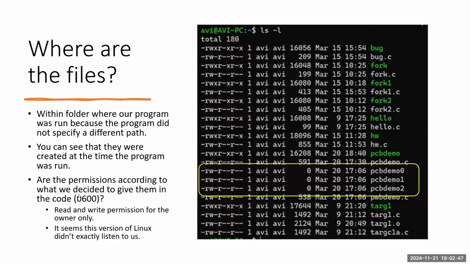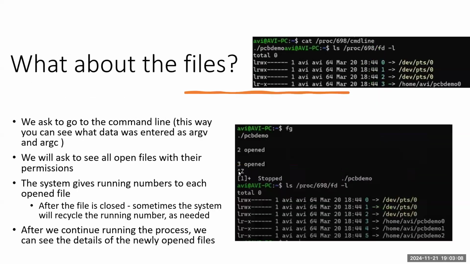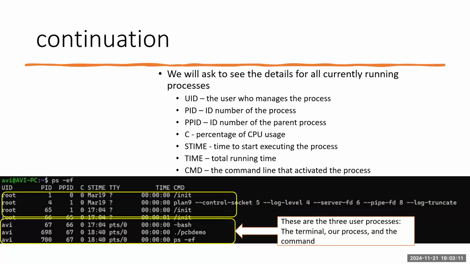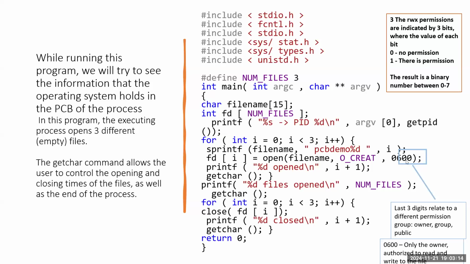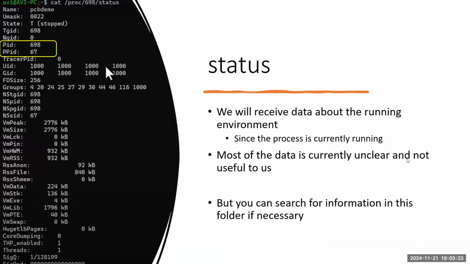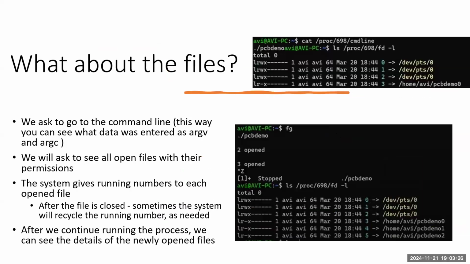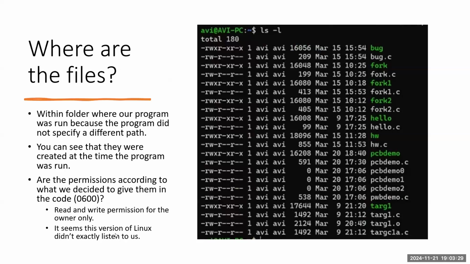And the permissions are according to what we decided to give them, which is 600. Read and write permission for the owner only. It seems this version of Linux didn't exactly listen to us, because notice that it says read write, but then it's not 0, 0, it's actually 400, 400. Remember, when we created them, if you look at the program, we wrote 600. That meant that the other 2 should be blank. But they're not. It's really as though we wrote 644. I don't quite know what the explanation for that is, but it did listen to us.